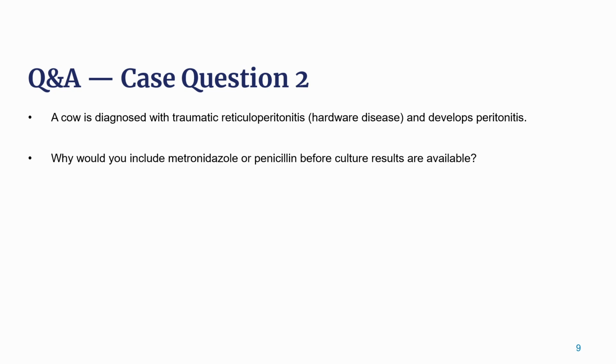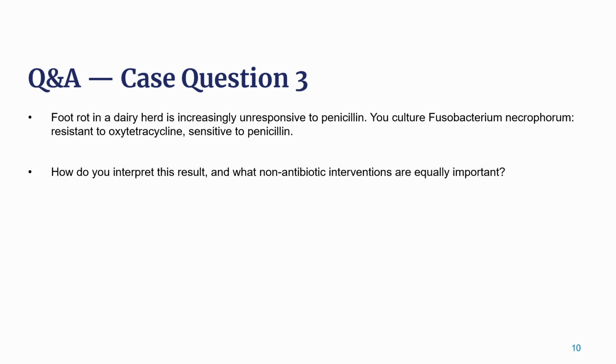Empirical anaerobic coverage is clinically justified before culture. Penicillin G covers most gram-positive anaerobes and many gram-negatives. Metronidazole adds coverage for resistant gram-negative anaerobes like Bacteroides fragilis. The clinical picture makes the anaerobic diagnosis. You treat the infection you know is there. Read the case, think about it, we'll then go through it together.